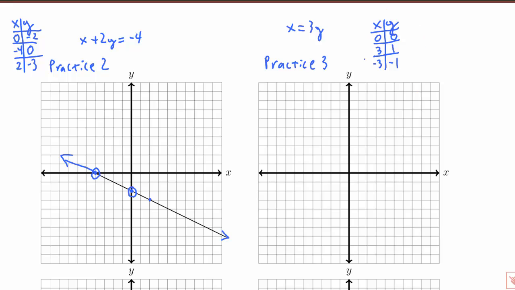Okay, so I'm going to go ahead and graph these values. 0, 0 is the origin. Good. Right 3, up 1. Left 3, down 1. Excellent. Notice that these actually all fall on a line.